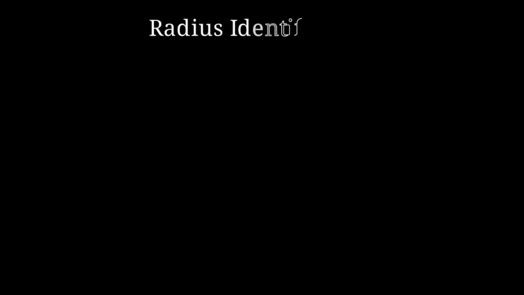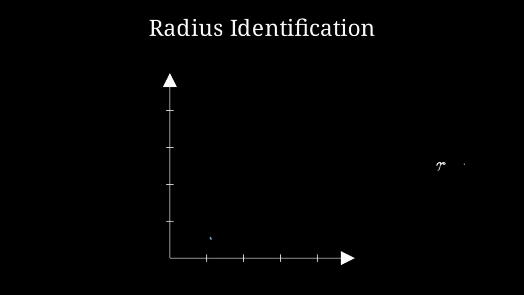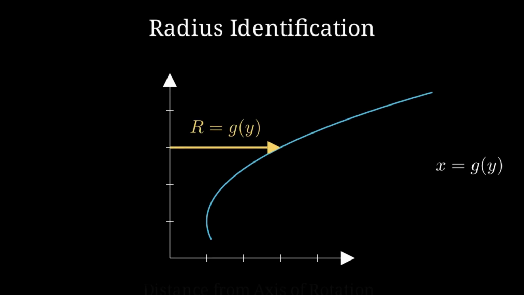The most critical step is identifying the radius. For a rotation around the y-axis, the radius is always the x value of the function. Because we are integrating with respect to y, this x value must be expressed as a function of y. Always draw a horizontal line from the axis to the curve to visualize this radius.